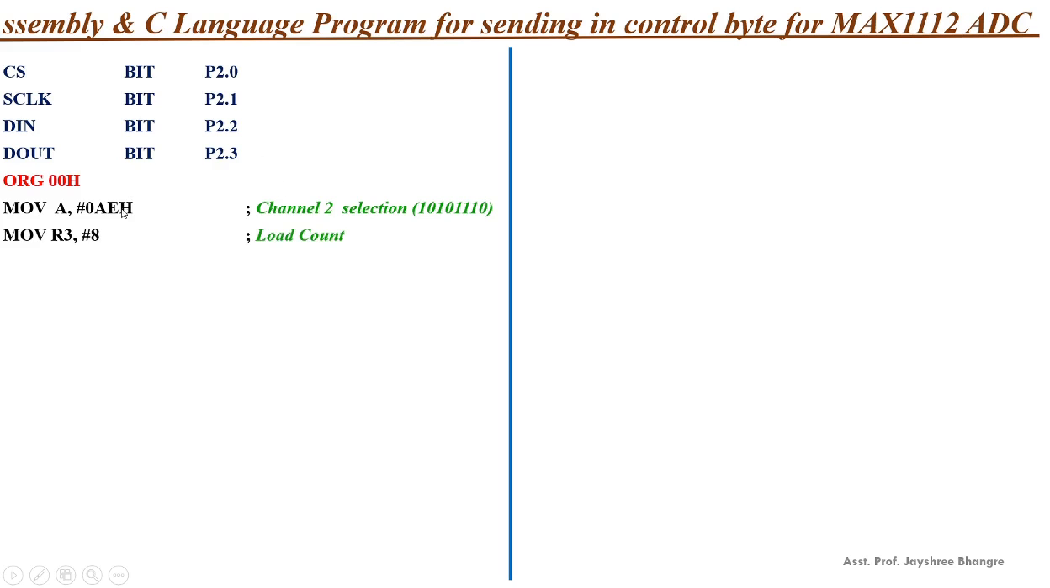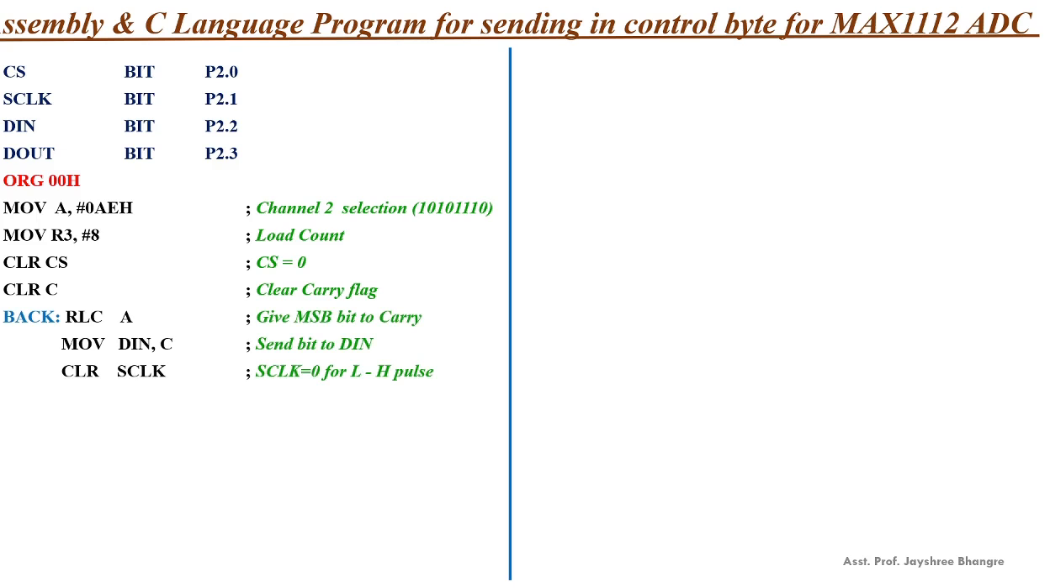To send this control byte bit by bit, we have loaded the counter, that means MOV R3, #8. So this is the counter value that is loaded into the register R3. Then CLR CS. We have to make CS equal to 0 to activate the ADC chip. Now CLR C. Here we are going to use the carry flag to shift the bit, so we are making this carry flag equal to 0.